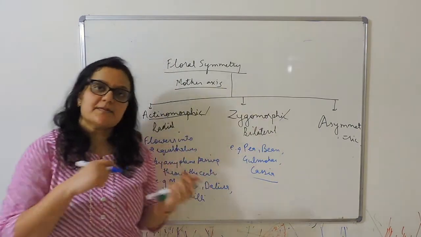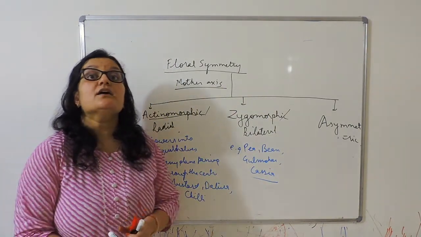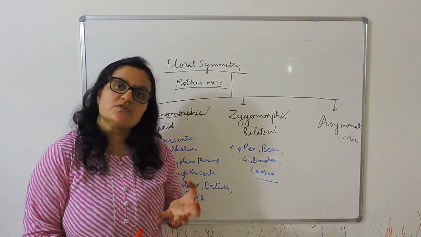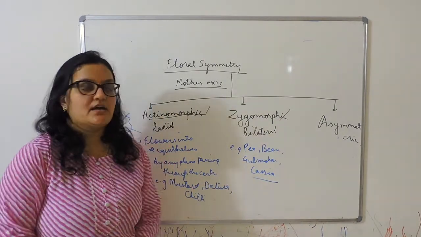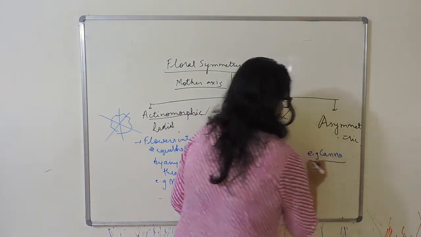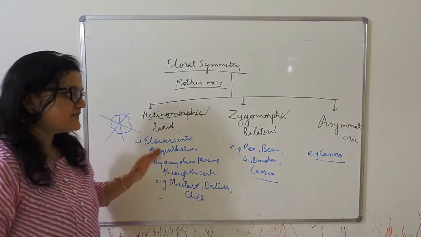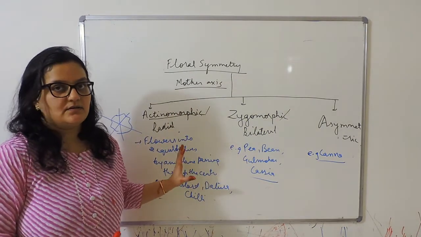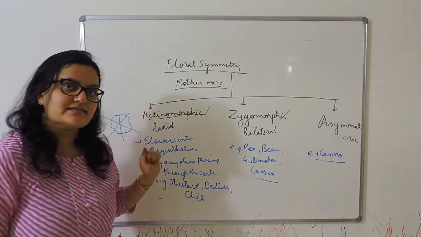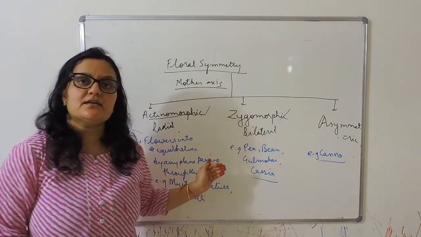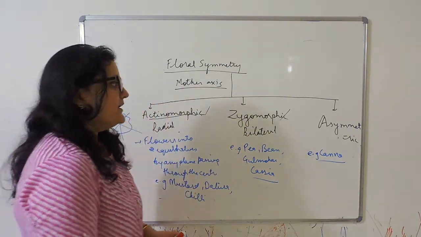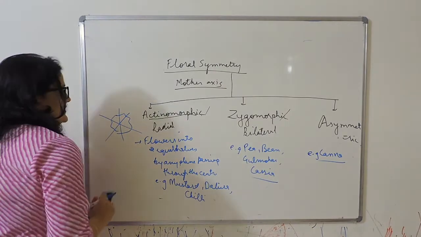In asymmetric, whichever plane we cut by, we will not get two equal halves of the flower. Okay, so those flowers are known as the asymmetric. What is the example? All these examples are given in NCERT, we have to remember. Mustard, datura and chili in the actinomorphic radial symmetry, zygomorphic pea, bean, gulmohar and acacia, and asymmetric is the canna.